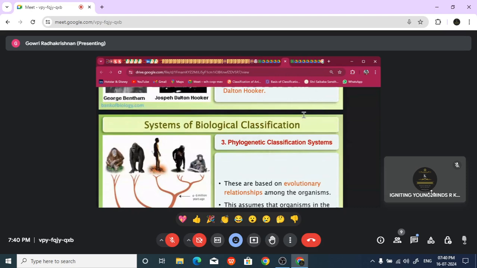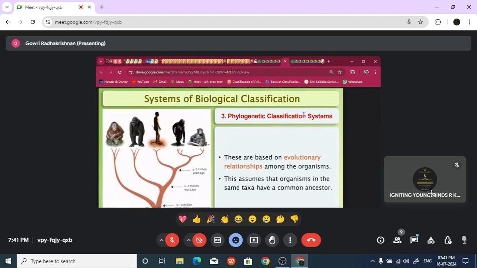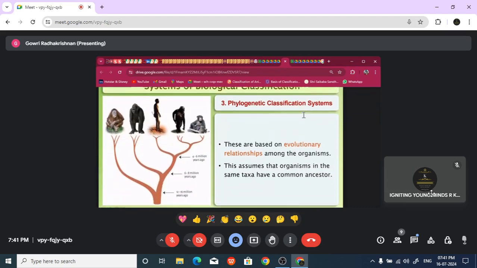All right. Now the third one is the phylogenetic classification system. This system is based on evolutionary relationships, like how they are connected, their common ancestors and all that. So this assumes that organisms in the same taxa, I mean the same class, the same group, have a common ancestor.